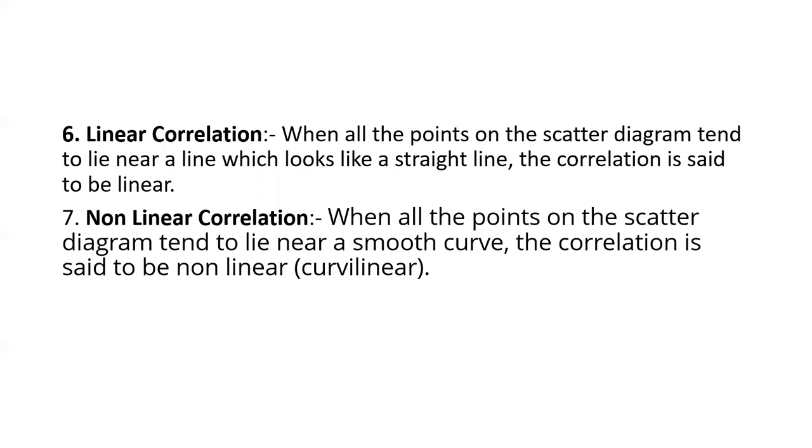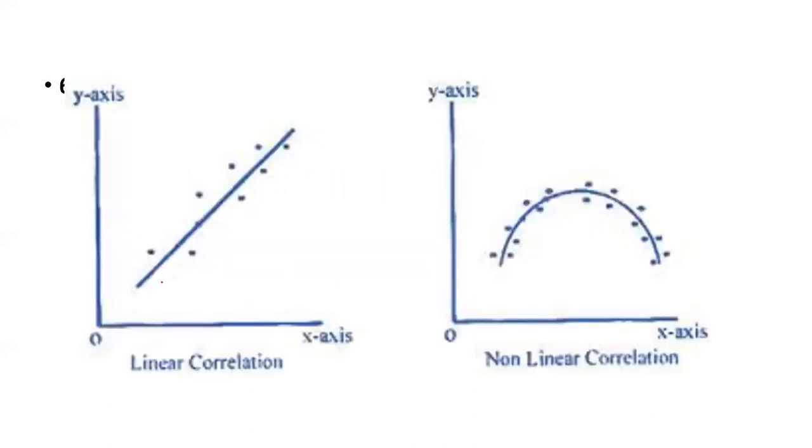Then we have linear and non-linear correlation. Linear correlation is when all the points on the scatter diagram tend to be near a line which looks like a straight line. Non-linear correlation means when all the points in the scatter diagram tend to be near a smooth curve. In this diagram, on one line all the points are nearby, so it is linear, and here a curve will be there, so it is non-linear correlation. Non-linear correlation is also known as curvilinear correlation.